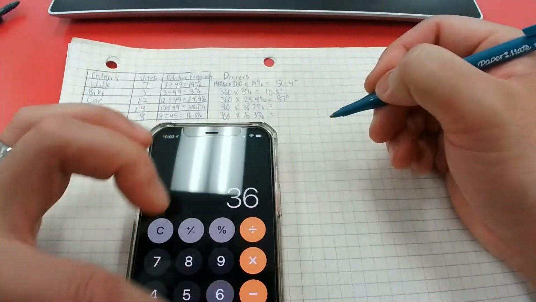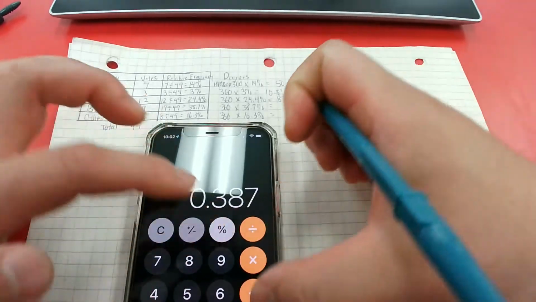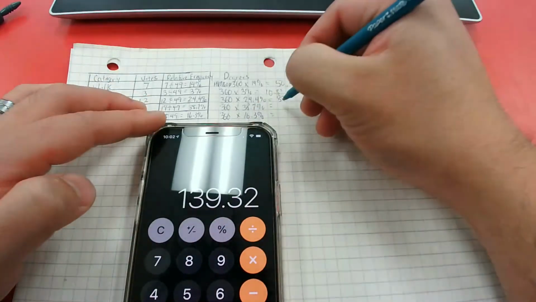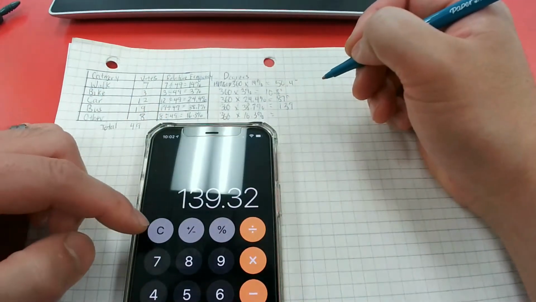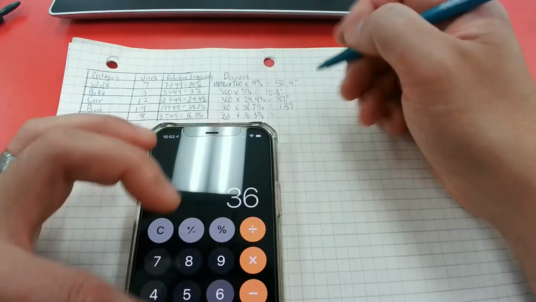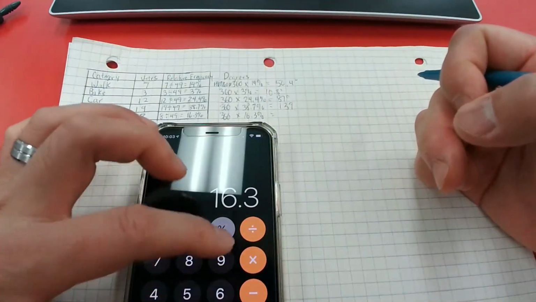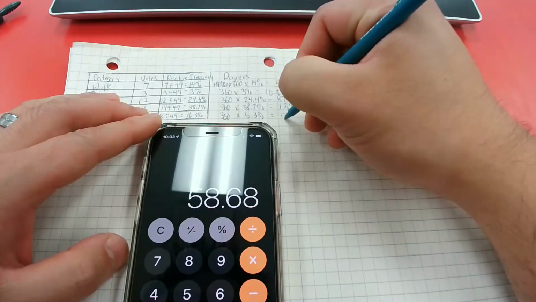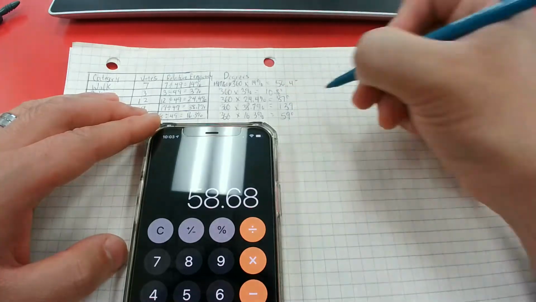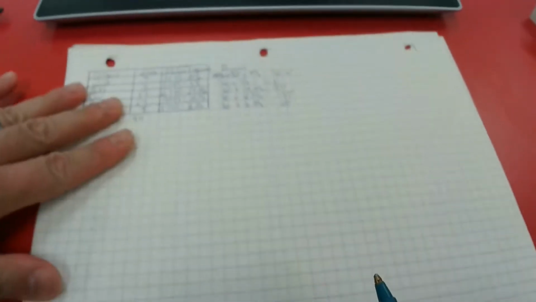Then we have 360 times 38.7 percent, sorry. We have 139 degrees. And finally our last one, 360 times 16.3%, and we end up with about 59 degrees on that one. Now, once you have the degrees determined for each, you want to draw your circle with the compass.